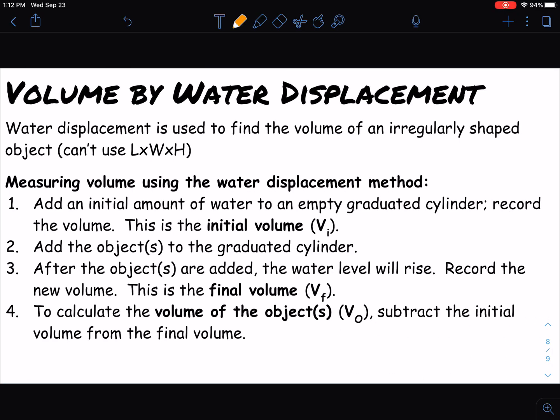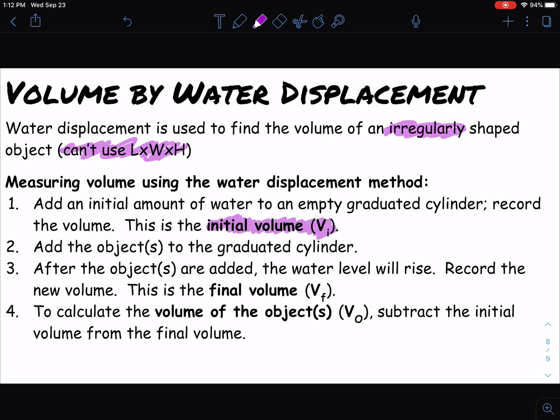Now the last thing you have is volume by water displacement. Water displacement is used to find the volume of irregularly or oddly shaped objects, meaning you can't use length times width times height. It might be a weird shape or something. When you're calculating this, the steps would be, one, you need an initial amount of water in an empty graduated cylinder, so just water in there. That water is going to be your initial volume when you read it.